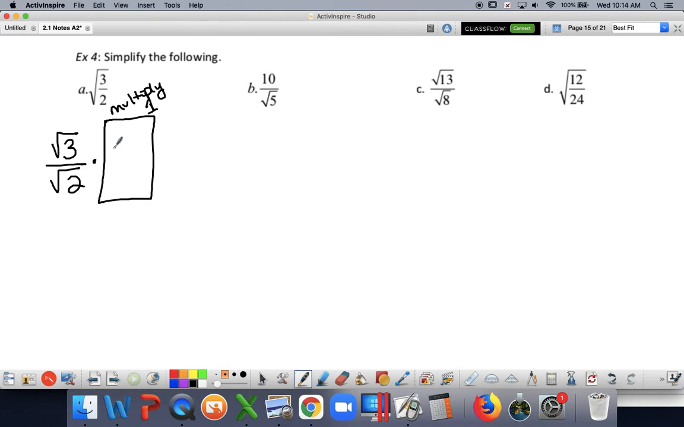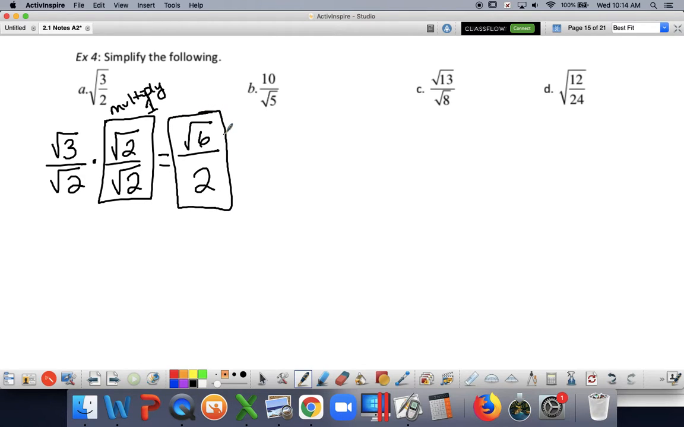So the special case number 1 that I'm going to multiply by is the square root of 2 over the square root of 2. Remember, this is just the number 1. It's just dressed up in a way that allows us to simplify these radicals. The square root of 3 times the square root of 2 is the square root of 6. And remember, the square root of 2 times the square root of 2 is just whole number 2. Now I don't have a square root in my denominator, so I'm good to go.